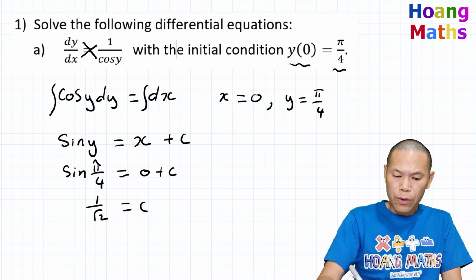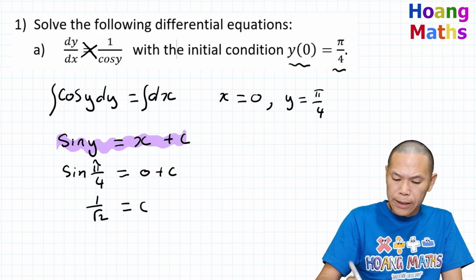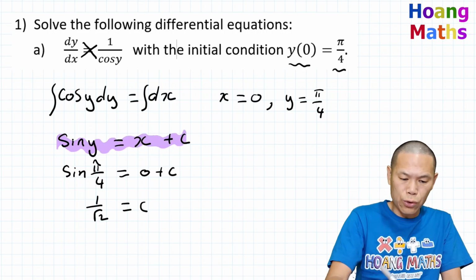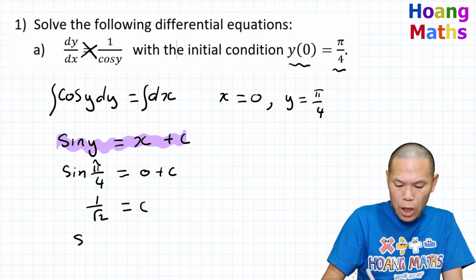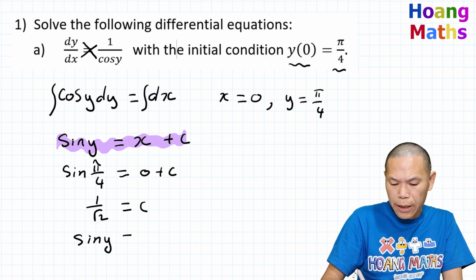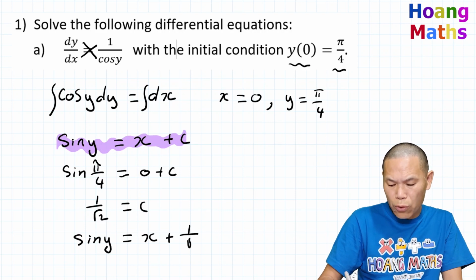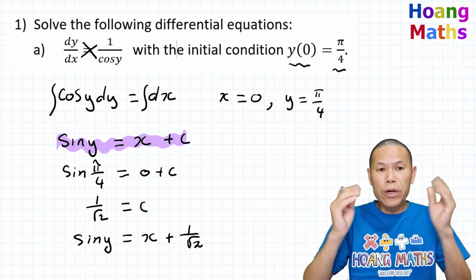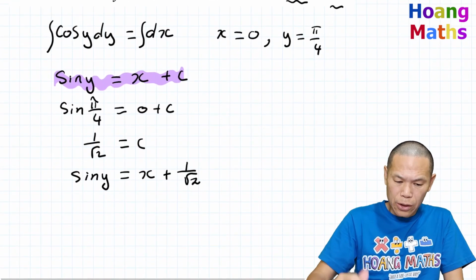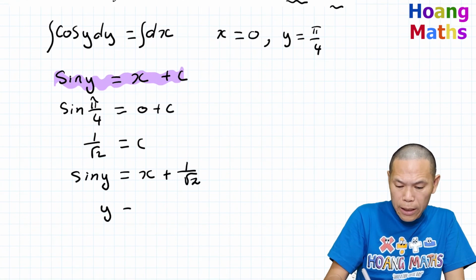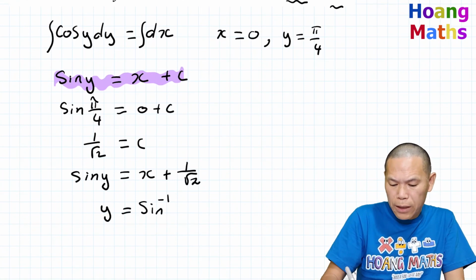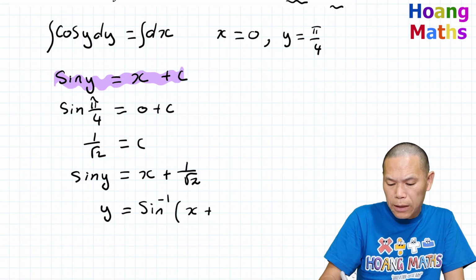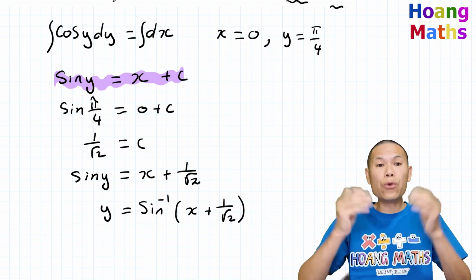So therefore, sine of y is x plus 1 over root 2. So sine of y is x plus c, where c is 1 over square root of 2. But then we need to solve for y. We just take inverse sine of this. So this means that y is sine inverse of x plus 1 over square root of 2. So there you go.